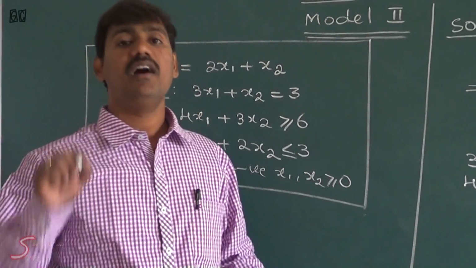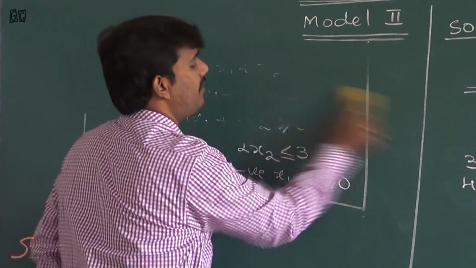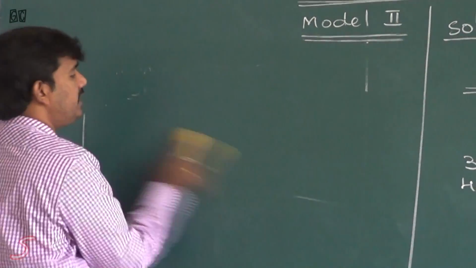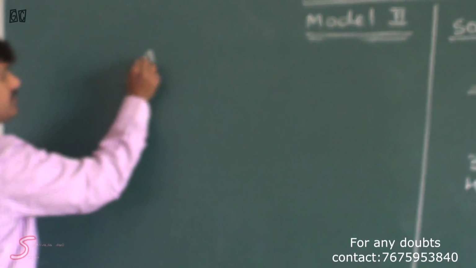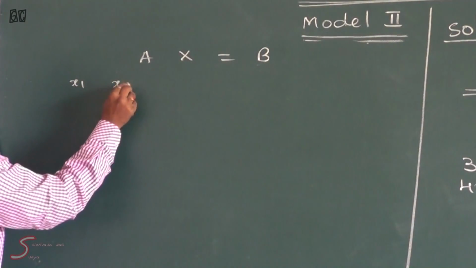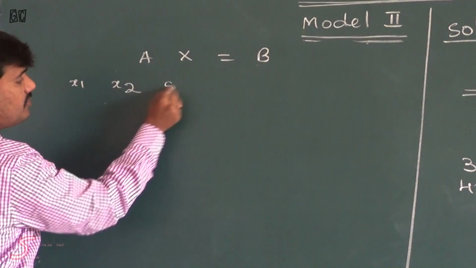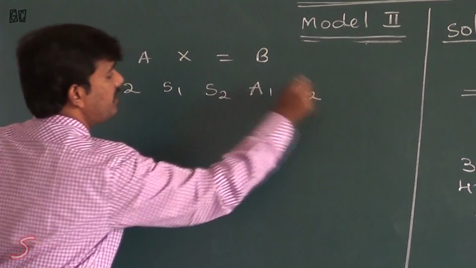After this we have the standard form of matrix. The standard form of matrix is Ax equal to B. First of all, I am going to represent all the variables: x1, x2, s1, s2, and the artificial variables a1, a2.